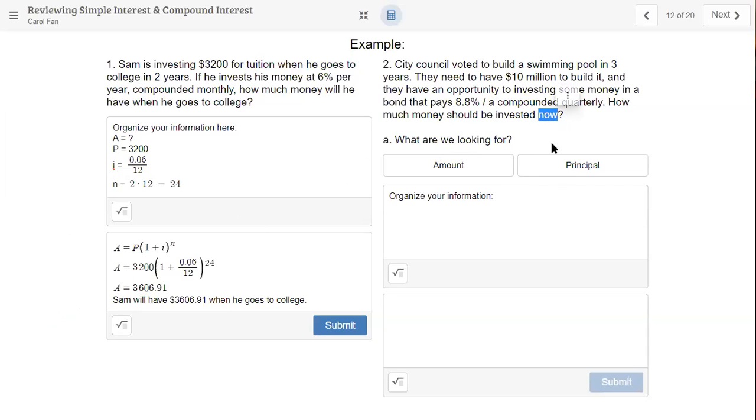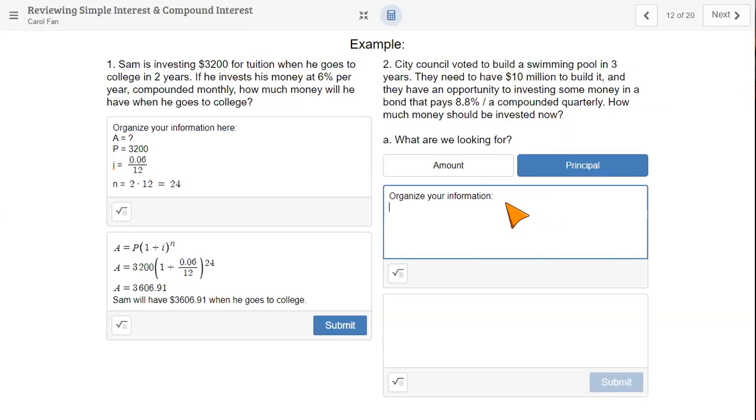Okay, I'm going to give you a clue for those of you who aren't sure. How much money should be invested now? That's the question. Okay, so because we're looking for the amount now, we're looking for the principal. In the end, so 3 years later, they need to be able to fork out $10 million.